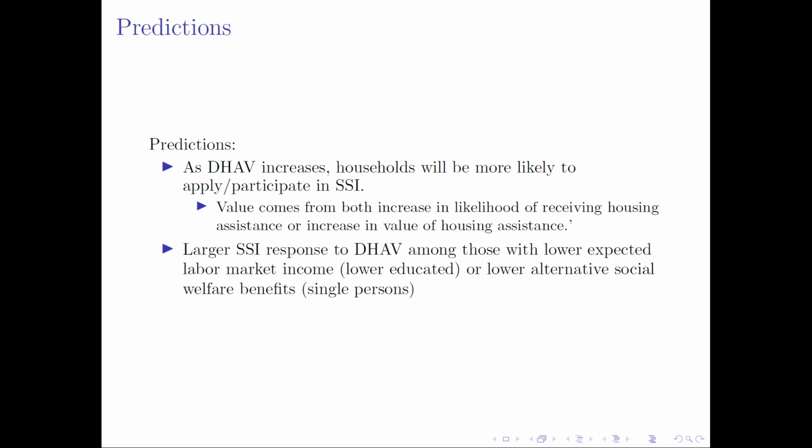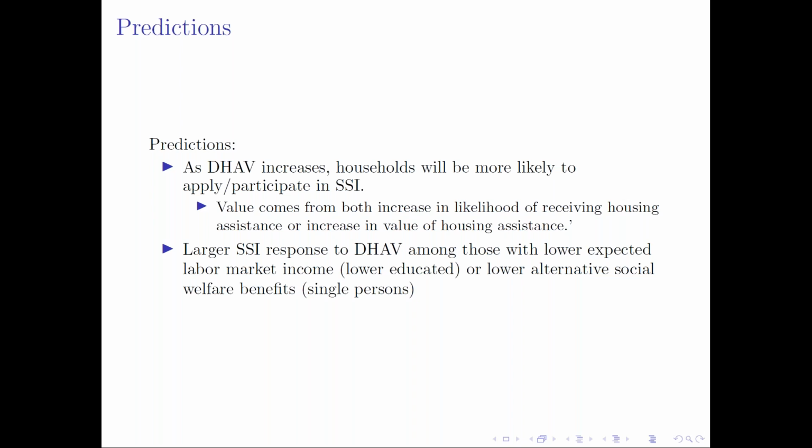So just our general prediction here is that if you are in an area where your DHAB increases, that is, if you're in an area where once you move on SSI and you can say that you're disabled, you're much more likely to receive housing assistance, or if the value of that assistance goes up over time because rents or house prices are going up, then we're going to predict that, conditional on everything else being the same, you would be more likely to apply or participate in SSI.